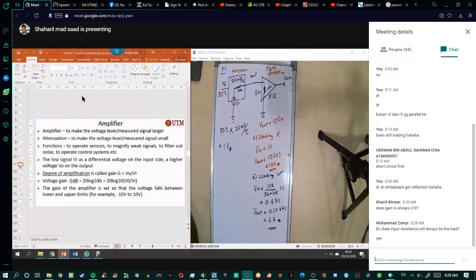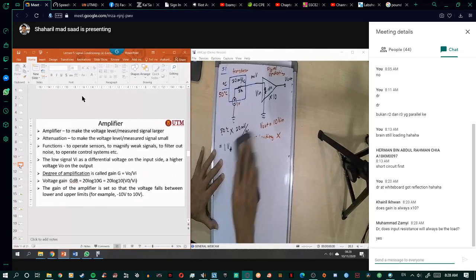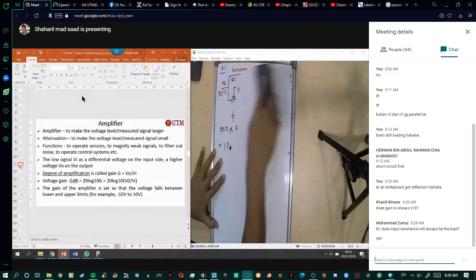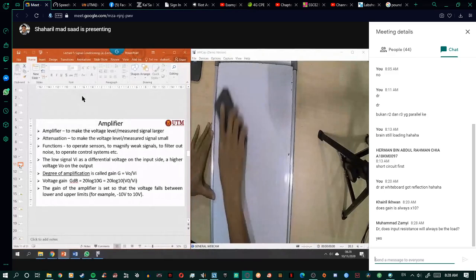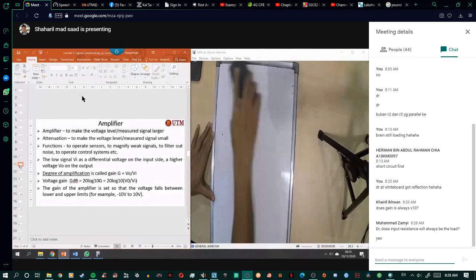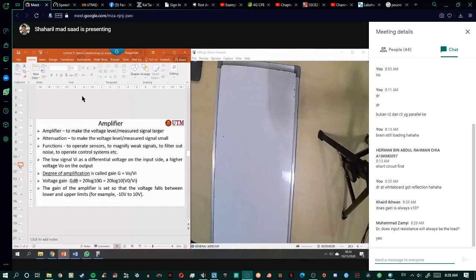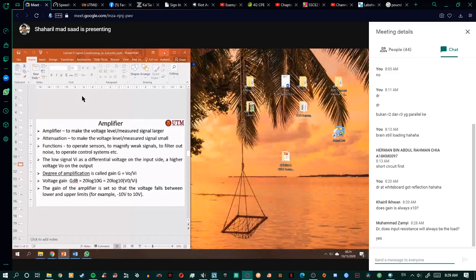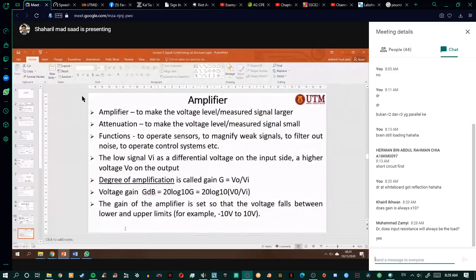Okay, so next we move to the amplifier. Before that, you can see this is 10 volt, right? When you ignore the loading and when you include the loading, the output becomes 6.6 volt. So of course, when you have the loading, the voltage will drop a little bit. Okay, so let's move to the amplifier.